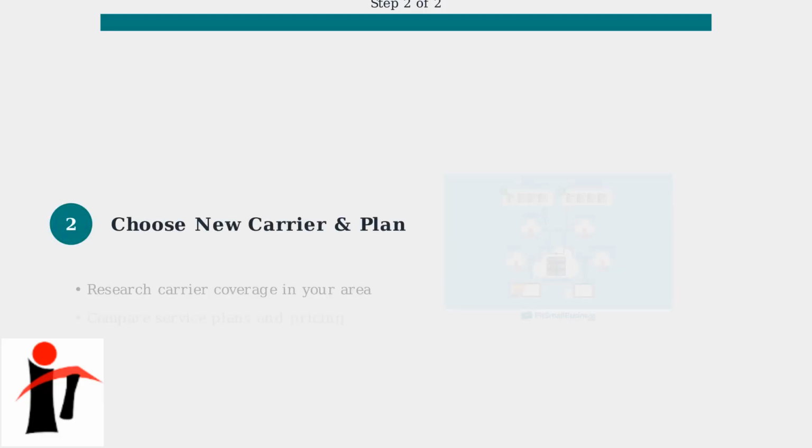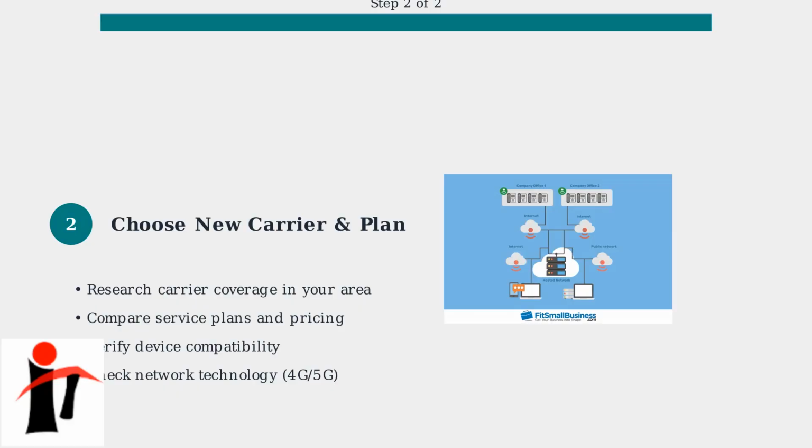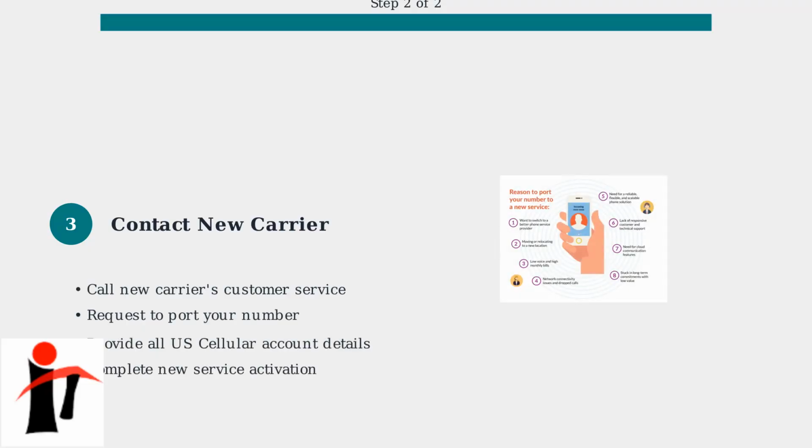Step 2 involves choosing your new carrier and service plan. Make sure to verify that your current device is compatible with the new carrier's network, or be prepared to get a new device if needed. Step 3 is contacting your new carrier to initiate the port request. Provide them with all the US Cellular account information you gathered in Step 1. It's best to do this during business hours for faster processing.